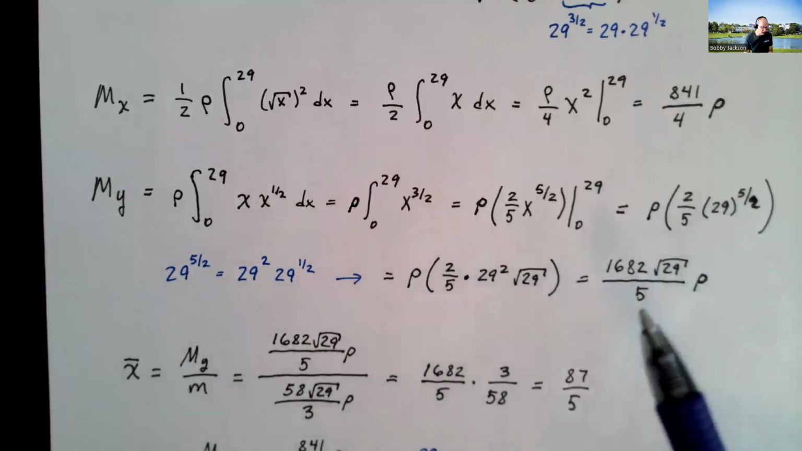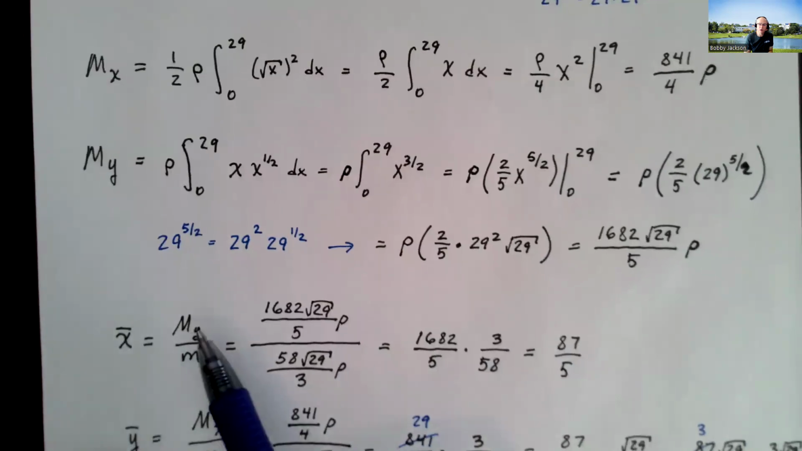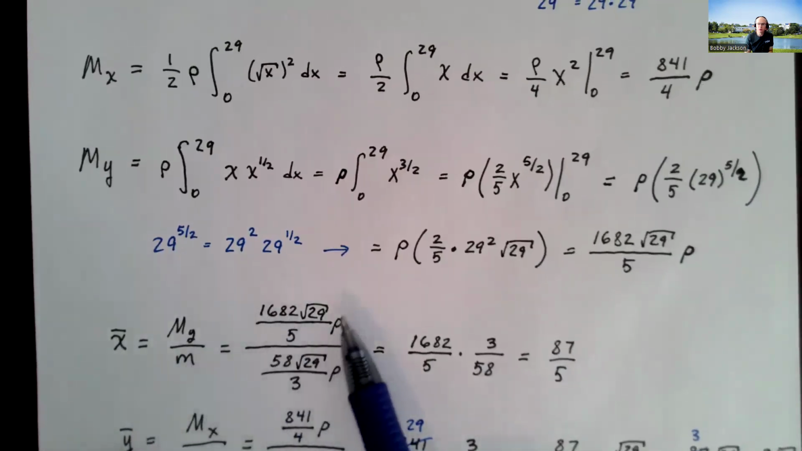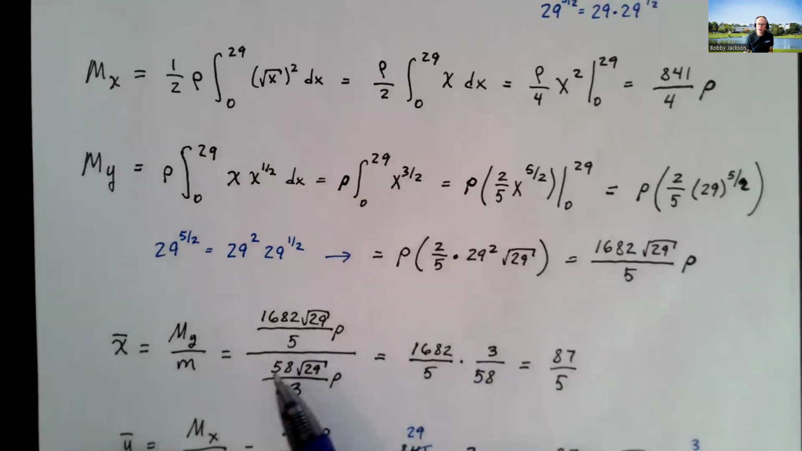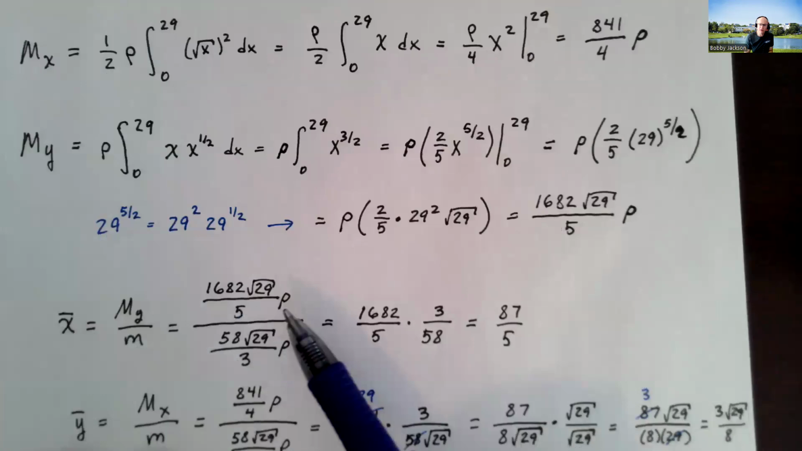And there's my moment about the y-axis. Okay. Now we're ready to find the centroid. So remember, the x coordinate of the centroid is the moment about the y-axis divided by the mass. So here's the moment about the y-axis we just found, the mass we found up here. Right. And of course, one thing we note is immediately the rhos will cancel, right?